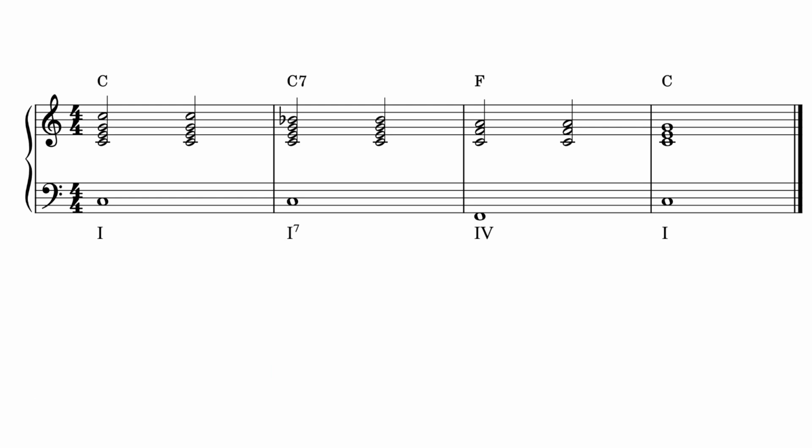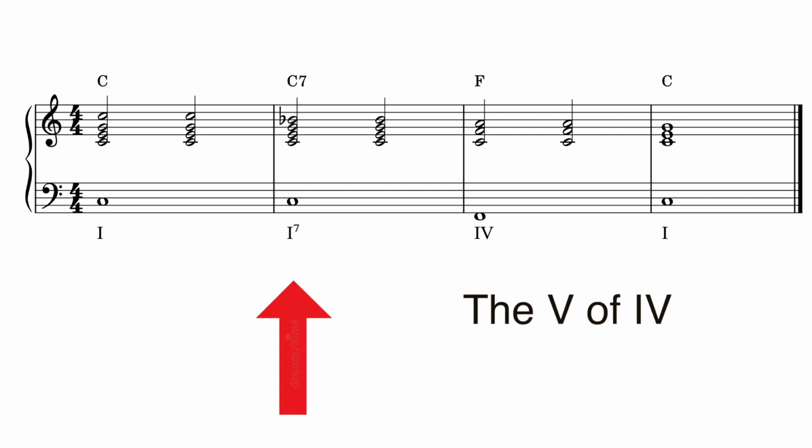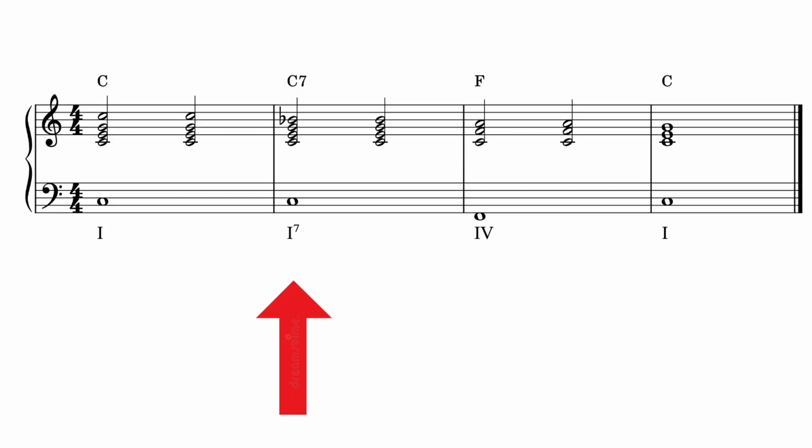So if we analyze this chord progression, we could call that C7 chord the 5 of 4. That is, it's a dominant seventh chord, and it's dominant of the 4 chord. Now, in popular music, we refer to this chord simply as 1/7. But we keep in mind its function as a dominant chord. What does this dominant chord do? It makes you want to go to the next chord, which in this case would be F.